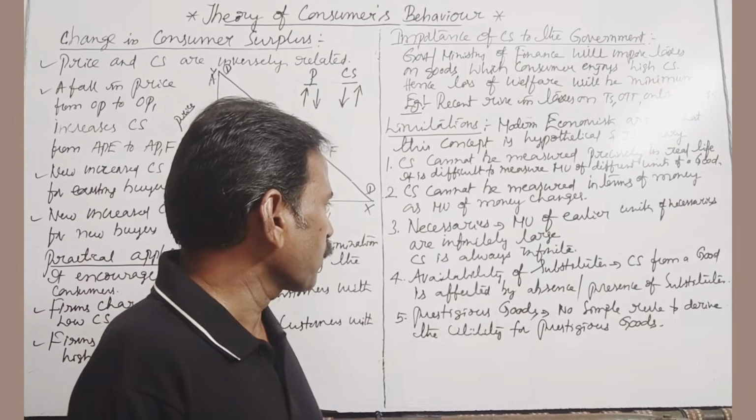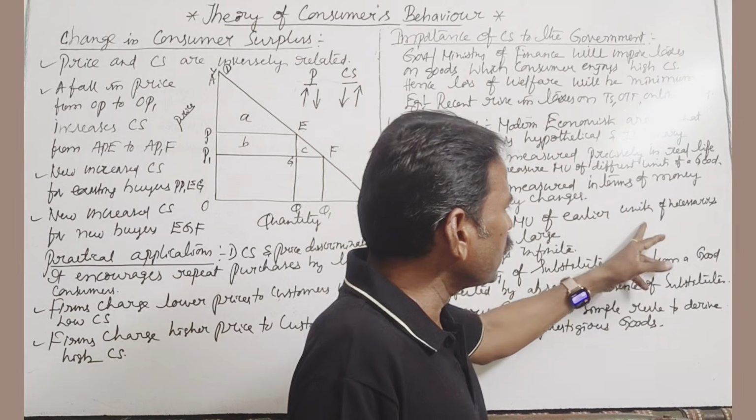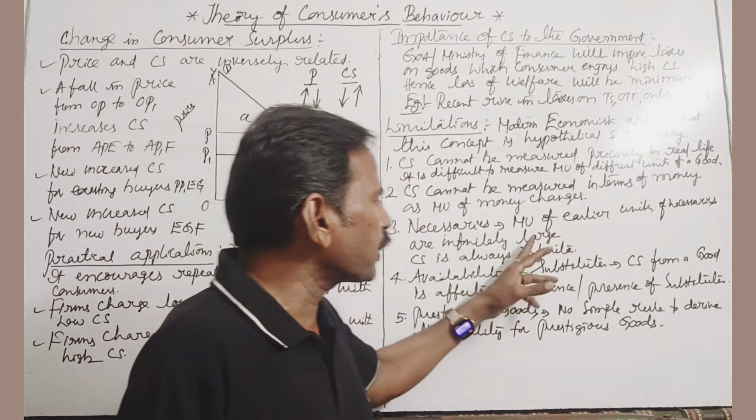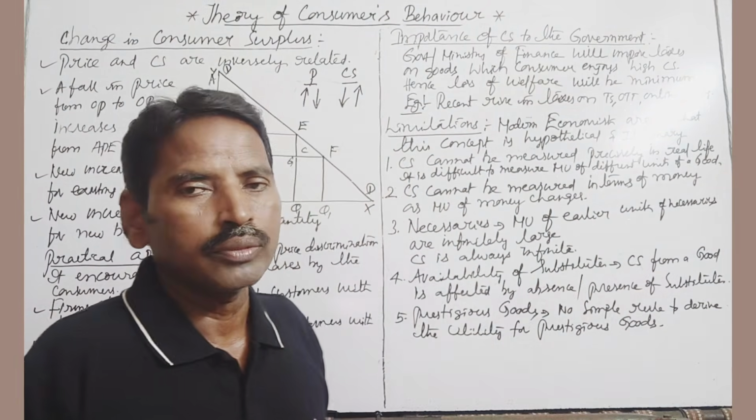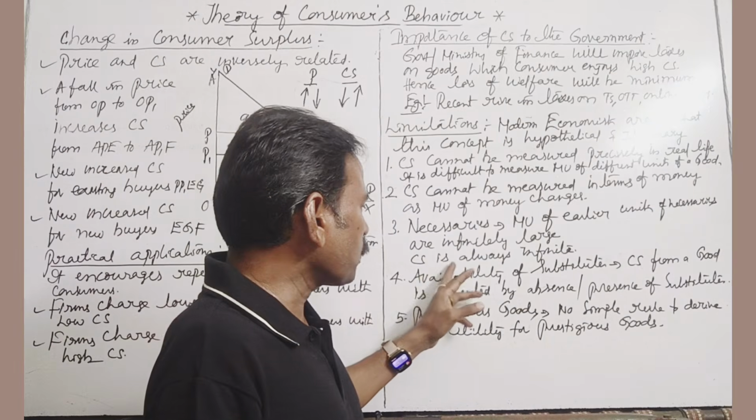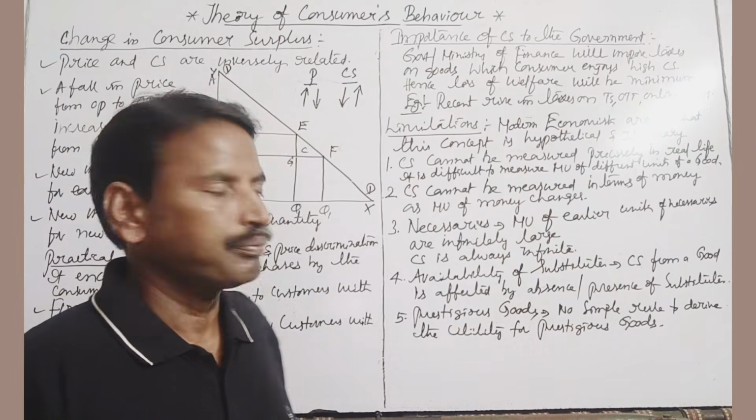So here, the marginal utility of earlier units of necessaries is infinitely large. That means consumer surplus is always infinite.